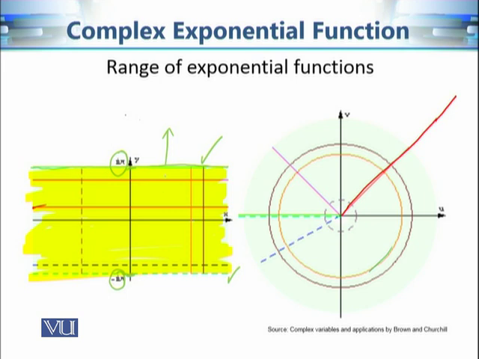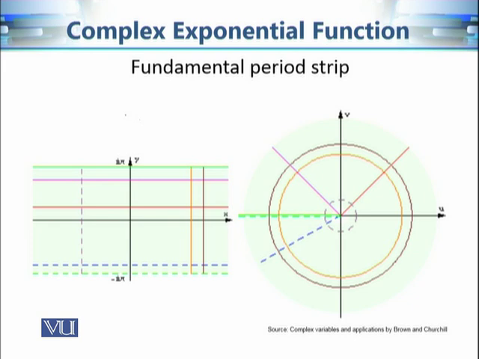In this strip, whenever we take any two complex numbers, the difference between their imaginary parts is going to be less than 2 pi, because they are in a strip of width 2 pi. So the output is always going to be unique, and there is not going to be any repetition. That's why this strip is important.